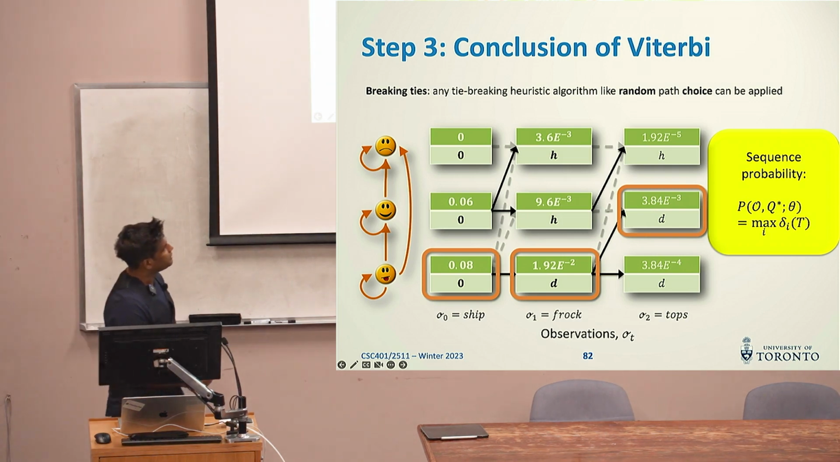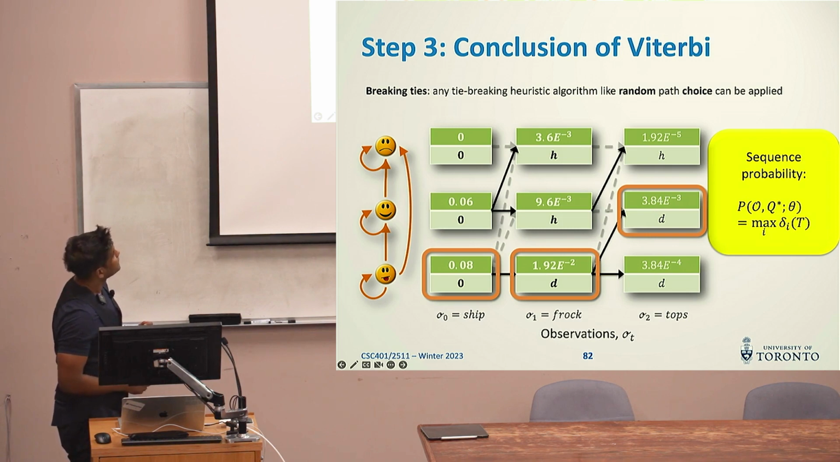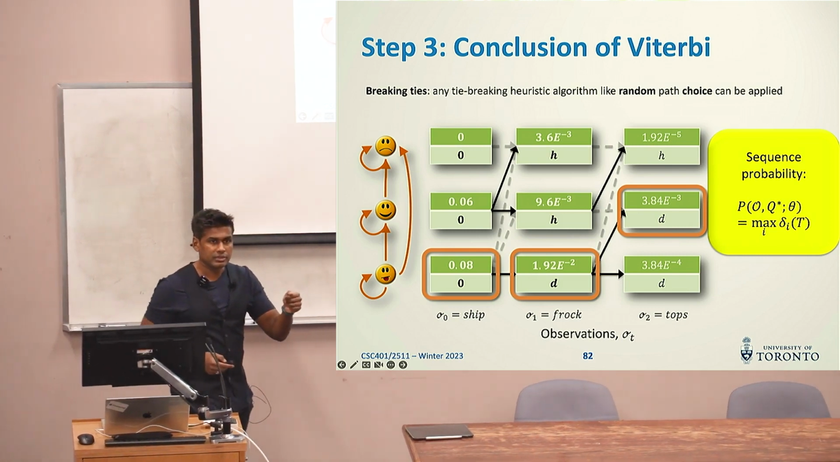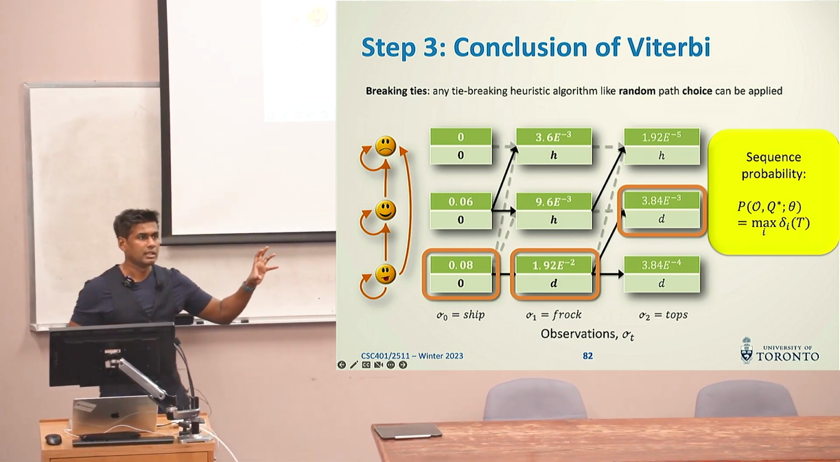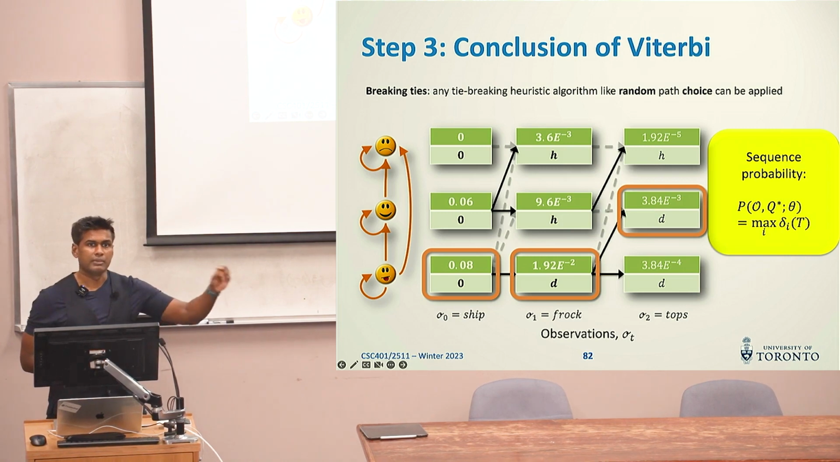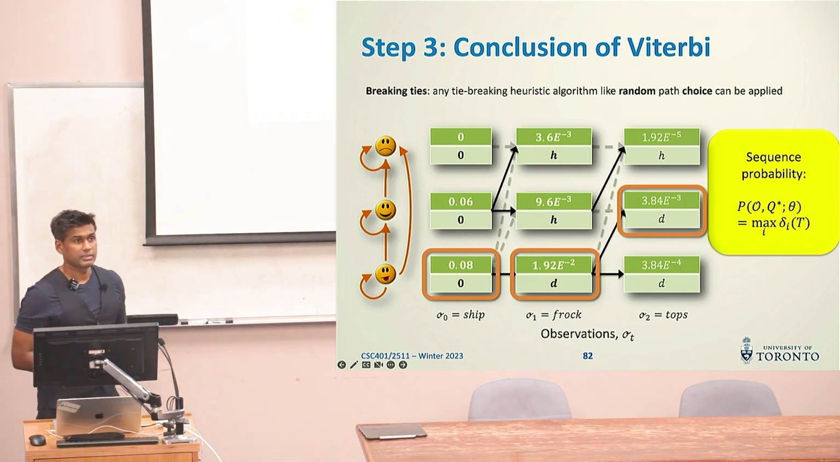And your sequence probability becomes your observation and Q star, the max, so whatever the probability of this sequence is. This kind of problem can give rise to a situation where you have equal probability between two final states, and you can apply any heuristic to break the tie, like simply randomly picking one of the two best possible options. Okay, any questions about this?